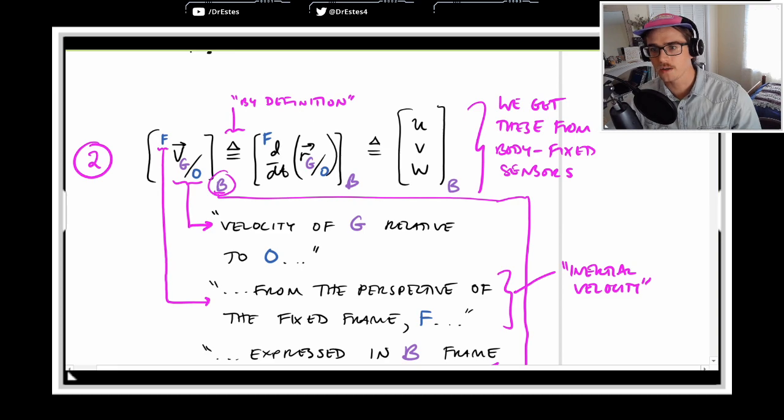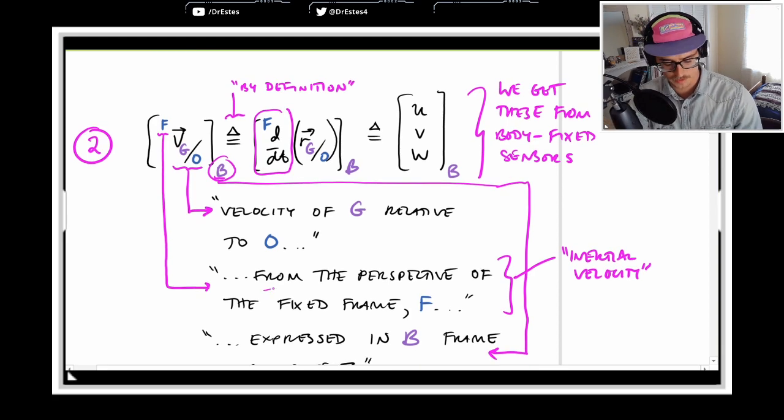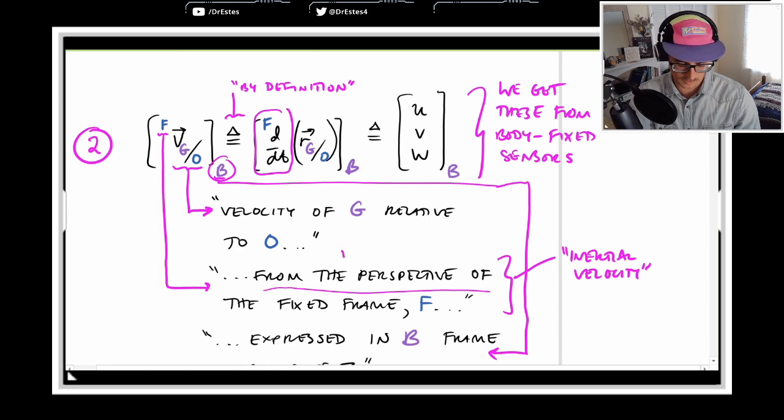Can you explain what you mean by the perspective of the F-frame? Wouldn't the perspective be the components you use to define the velocity? Okay, so when I'm saying perspective, I mean that I'm taking the time derivative with respect to the F-frame. Maybe the language I'm using here isn't precise enough. Paraphrased, this is just the time derivative with respect to the F-frame.